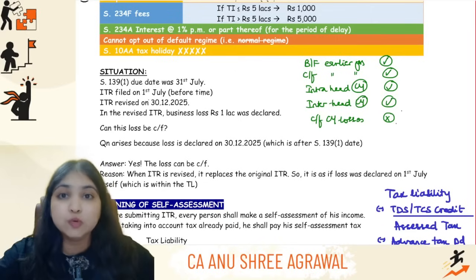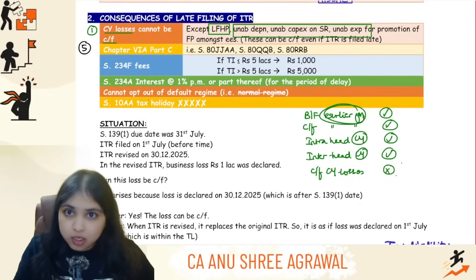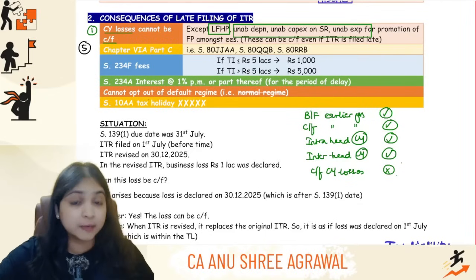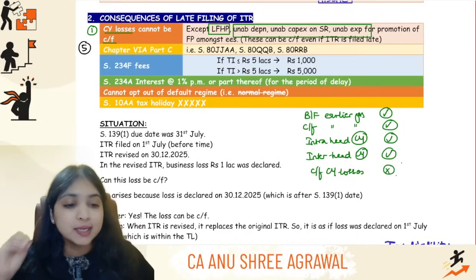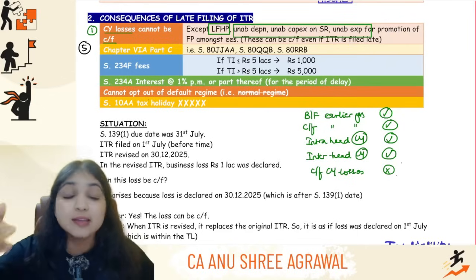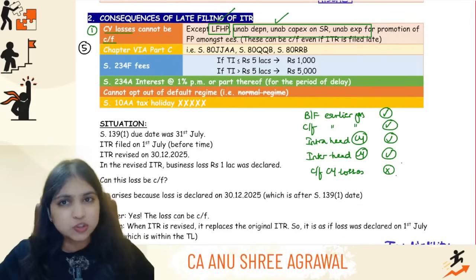So point number 1, if you file your ITR late, is earlier year's losses affected or is current year loss affected? Only current year loss is affected. Point number 2, current year loss also, intra-head, inter-head you can still do. Only thing is you can't carry forward to the next year. Okay guys, but still loss from house property you can still carry forward. Unabsorbed depreciation also you can still carry forward.